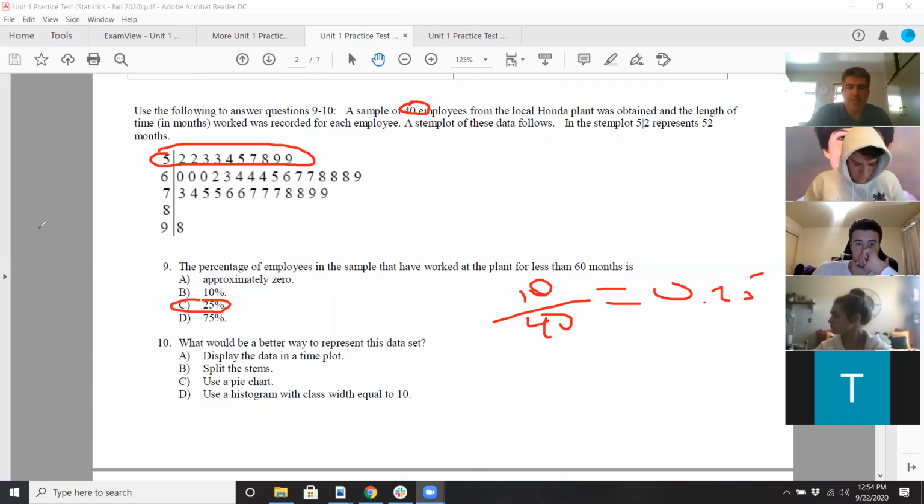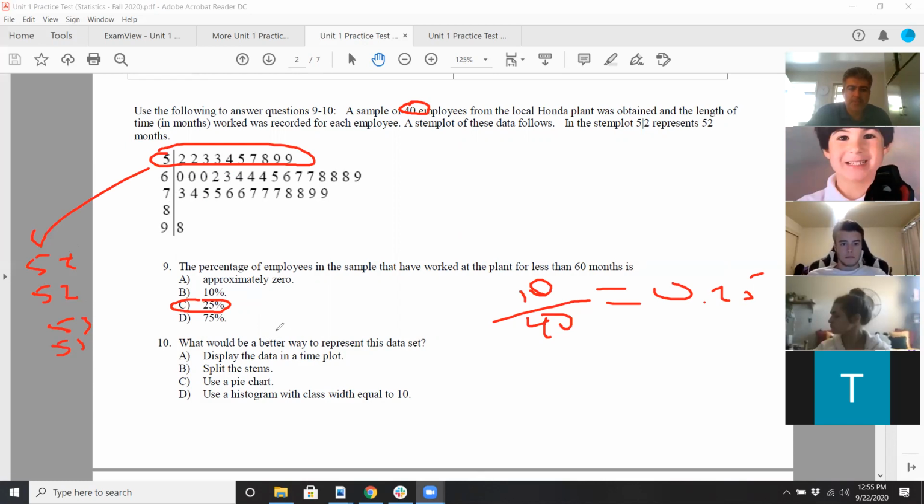Remember, the first data point is going to be 52, then another 52, then a 53, then a 53, and so forth. And then number 10 would be, what would be a better way to represent this data set?